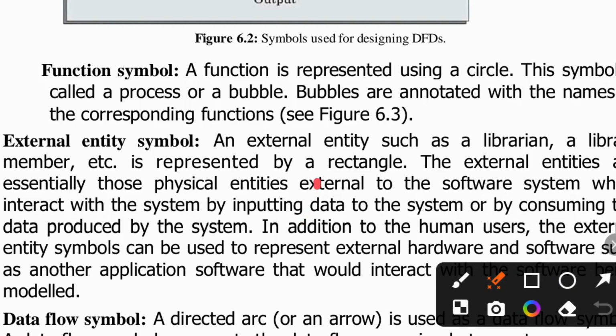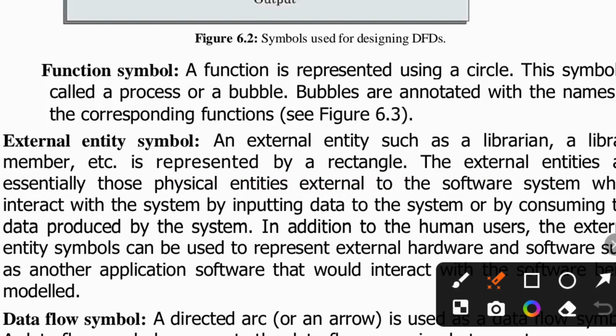Then go for another diagram. Here is the functional symbol. A function is represented using a circle. This symbol is called a process or a bubble. Bubbles are annotated with the names of the corresponding functions. And then the external entity symbol. External entities such as a librarian or a library member are represented by a rectangle. So the external entity symbol is a rectangle symbol.